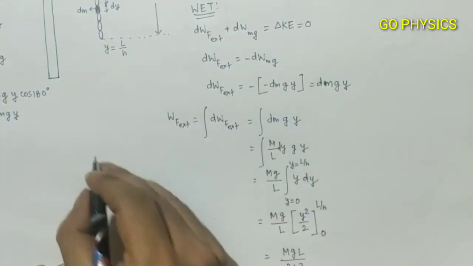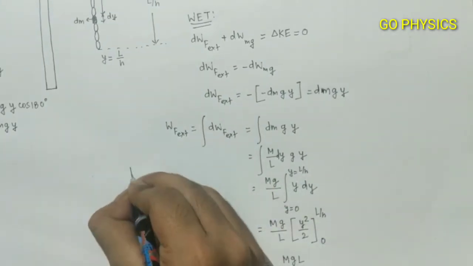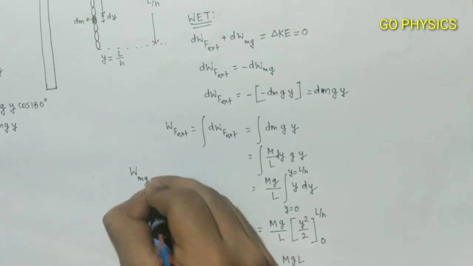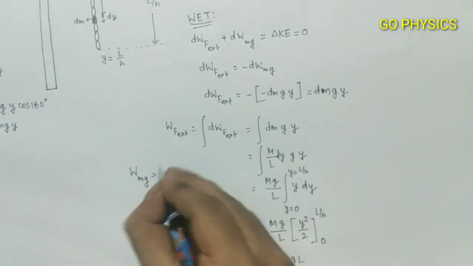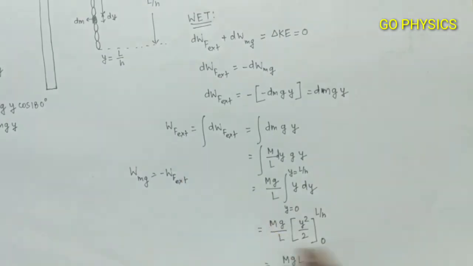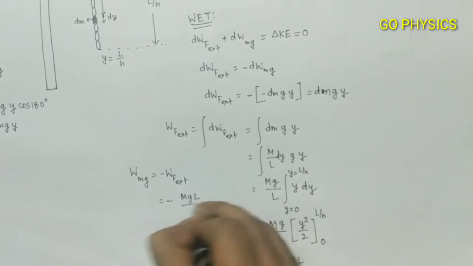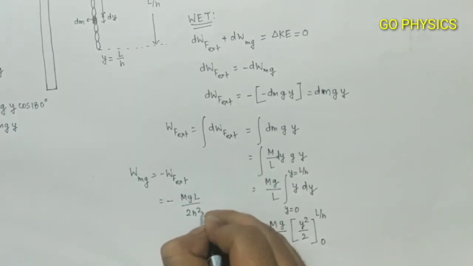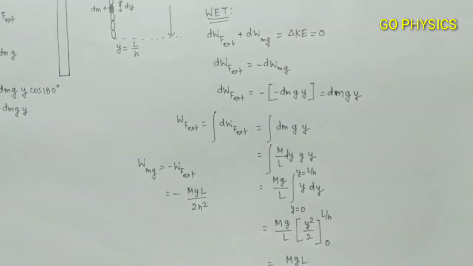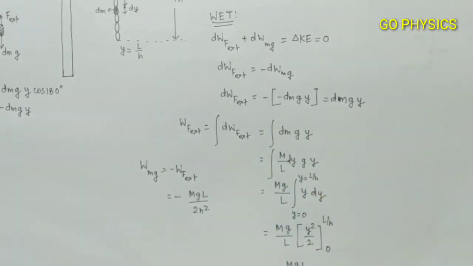And if the question asks what is the work done by gravity force, so the work done by gravity force is the negative of the work done by the external force, from the work energy theorem. So this will be the negative of this value, minus mgL by 2n squared. Now we will see the second method to solve the same question.